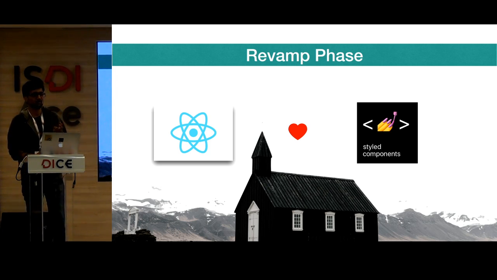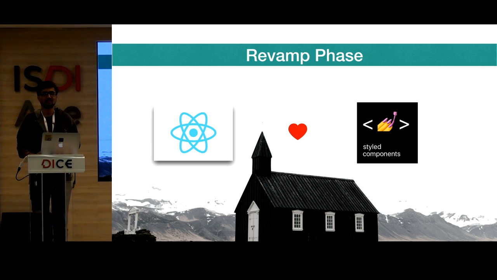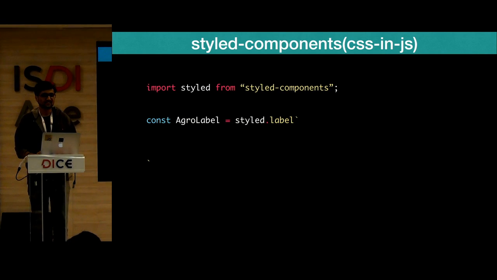For those of you who don't know about styled-components, it is CSS in JS, CSS in JavaScript. React brought HTML into JavaScript, and now styled-components brings CSS into JavaScript as well. You can see all the files in .js. Let's see the syntax.